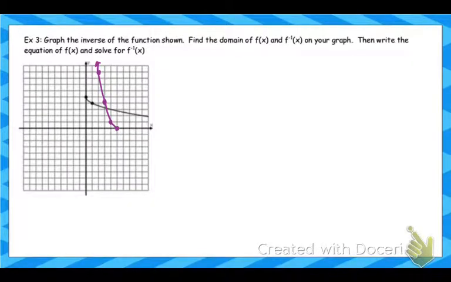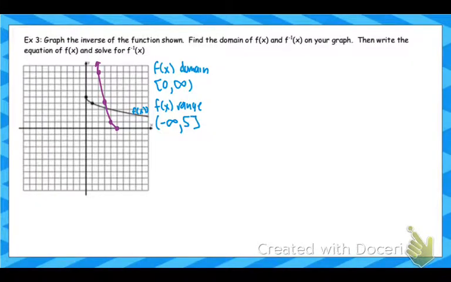All right, so what we're going to do now is write the domain, starting with the domain of f of x. So f of x is the original function. So our domain, the farthest left is 0, and then it keeps going to infinity. The range for f of x, the lowest point at the bottom is negative infinity. It keeps going to 5.